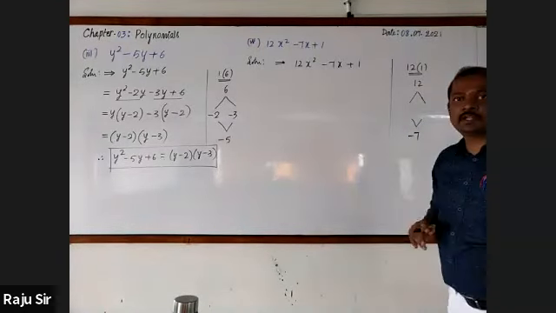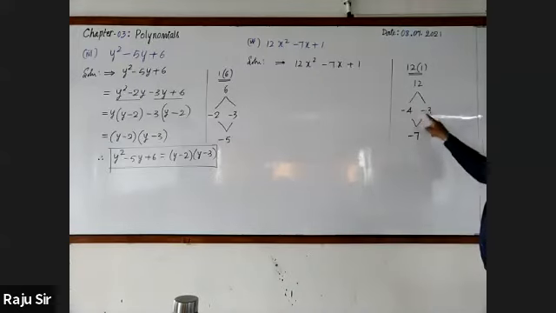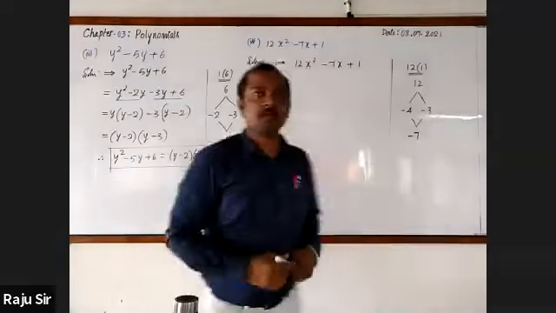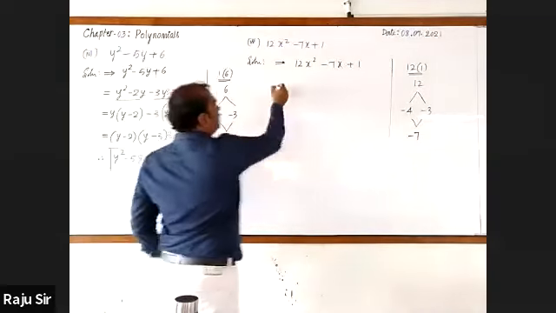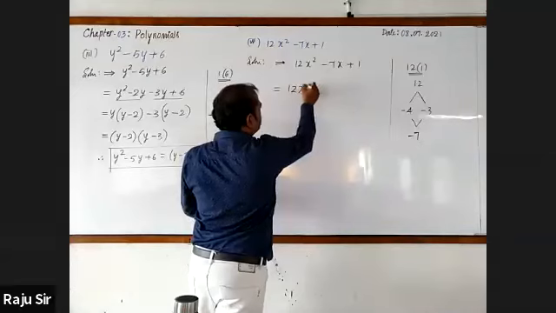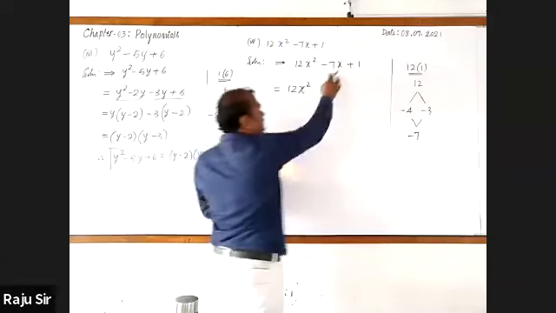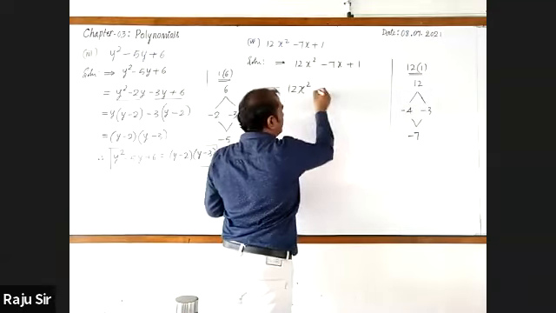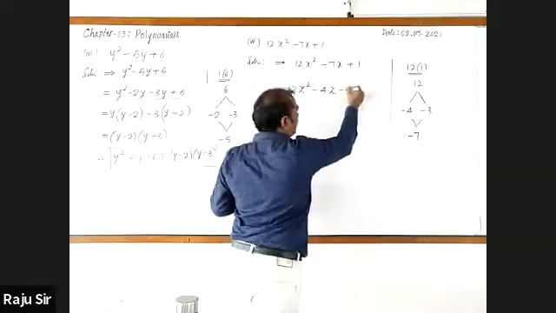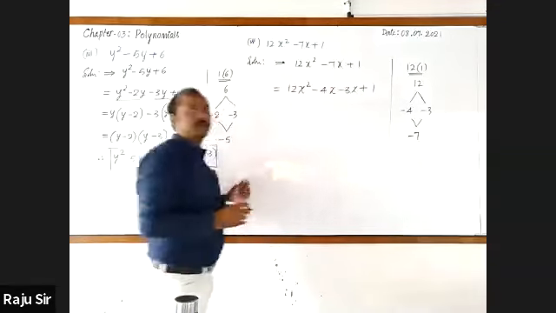What are the factors of 12? Minus 4 and minus 3. Very good. See that? Minus 4 minus 3 is minus 7. Then minus into minus plus, 4 threes are 12. Now start writing. It is equal to 12x squared as it is, minus 7x is split up as minus 4x and minus 3x, plus 1 as it is.